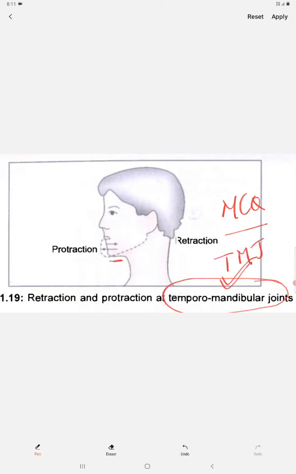So this is the mandible, this entire thing here. Whenever the lower jaw moves and slides forwards, that is called protraction. Whenever it slides backwards, that position is called retraction. This is all about protraction and retraction.